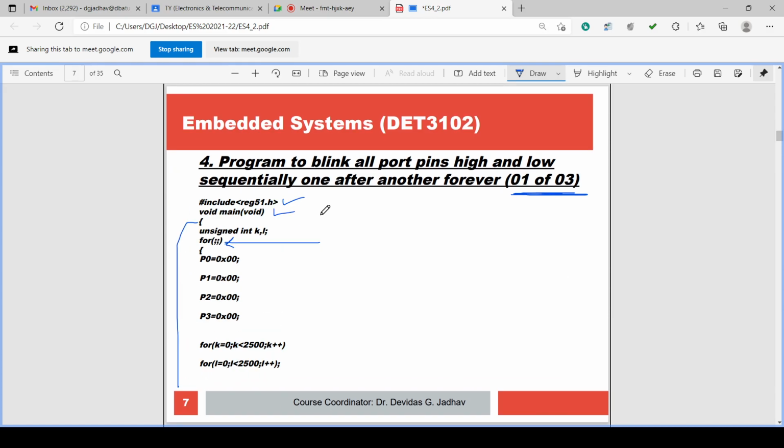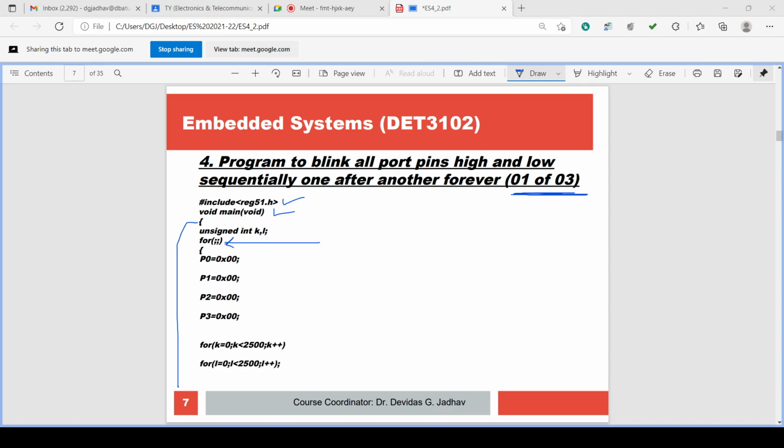So in this way. What is the logic that is asked? Just check. The program is to blink all the port pins high and low. So port is there and all port pins are there. A particular port has 8 pins, all the pins of the port.